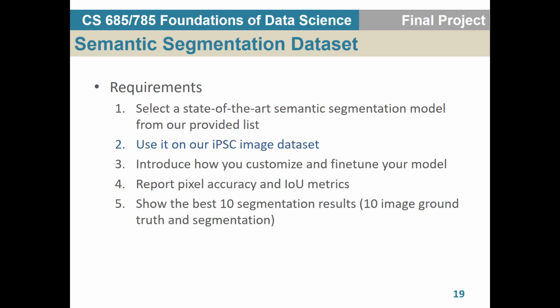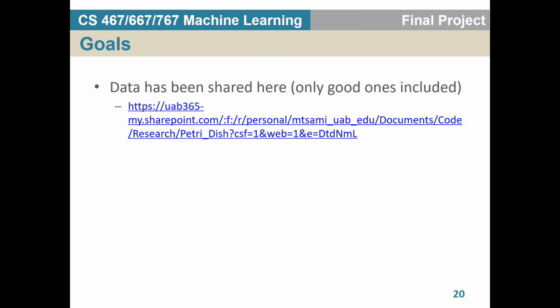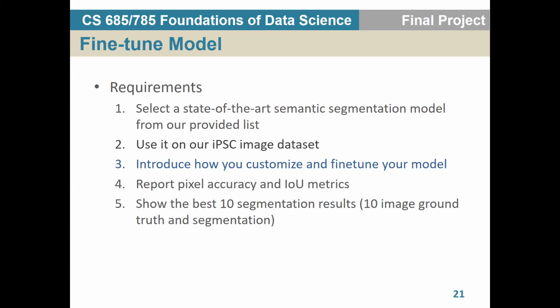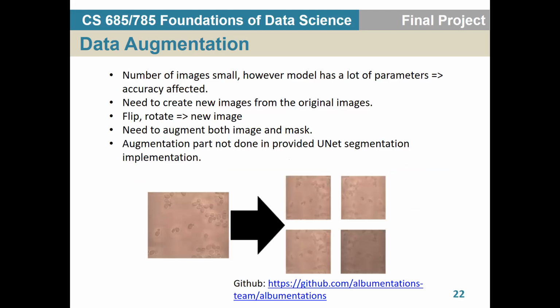So use it on our IPSC dataset. The dataset is provided here, and also the code where you can prepare the mask, and there is also the UNet implementation. You can see how UNet is working, and then replace it with your segmentation model and introduce your custom fine-tuning. You remember we have a limited set of images, so we would like to increase the number of images. It's not like we'll copy the same thing again and again. We have to do some augmentation to those images.